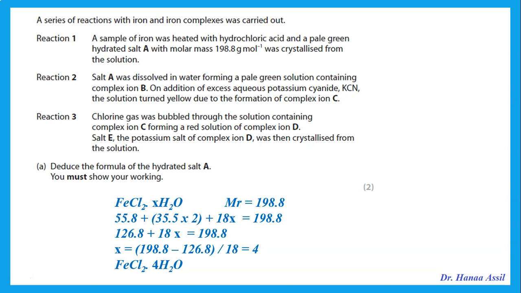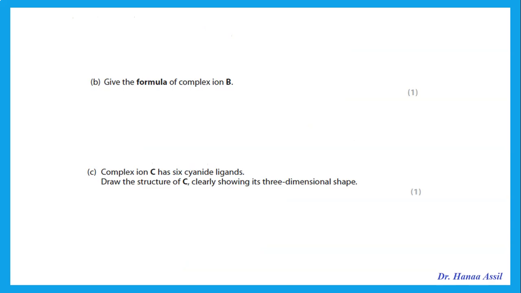Remember, how did we know that it is iron 2 chloride and not iron 3 chloride? The question says a sample of iron was heated with hydrochloric acid and a pale green salt. Green means it's iron 2, not iron 3. So we have FeCl2, and then we calculate how much water. It comes out to FeCl2 with 4 water.